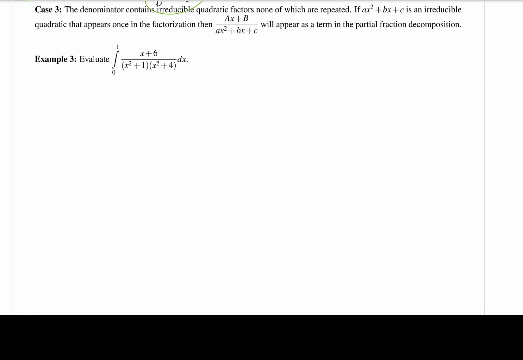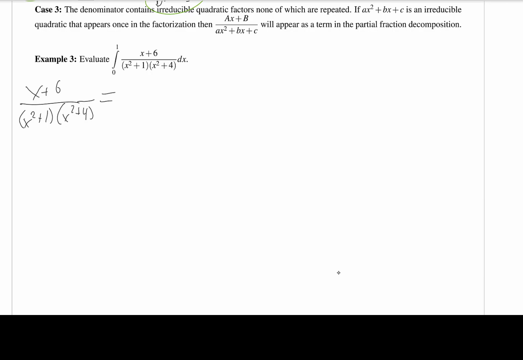Now let's look at case 3. In case 3, we're thinking about, okay, well, what if we have actual quadratics in the bottom, meaning we have quadratics that can't be reduced, stuff like this, right? These are irreducible quadratics because we can't factor those and make it simpler. So what I do is kind of the same as what we were doing before. I'm going to write x plus 6 over the denominator, times x squared plus 4.